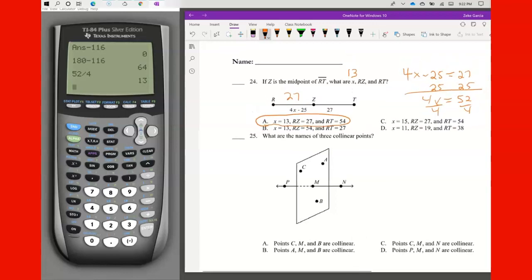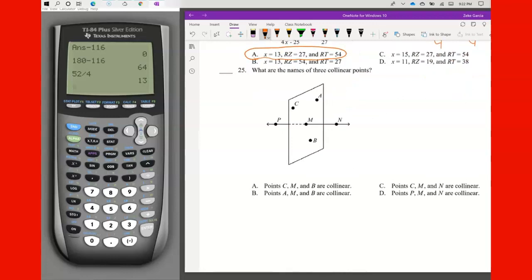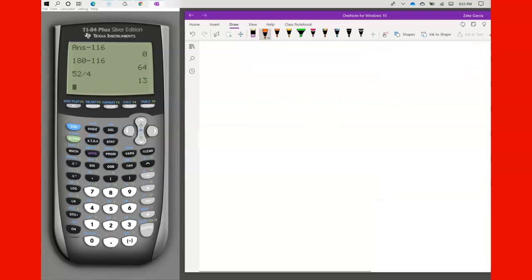Okay. 25. What are the names of three collinear points? So we need the points to be on the same line. So we have P, M, and N. So where are P, M, and N? P, M, and N, they're on the same line. And so your answer to 25 is D. They are collinear. That means they belong to the same line.